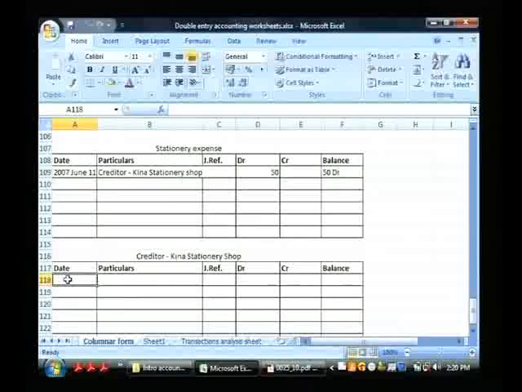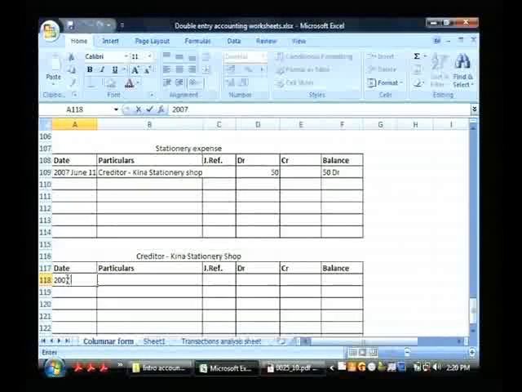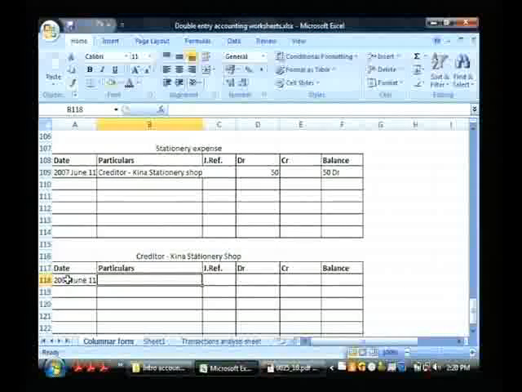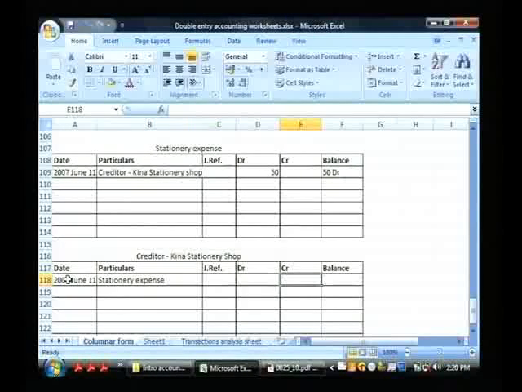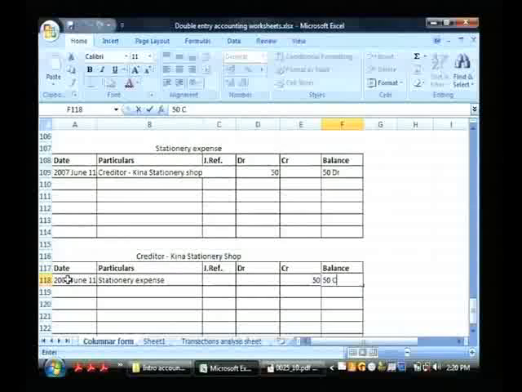Now creditor's account, June 11th, stationery expense, credit 50 and balance also 50.